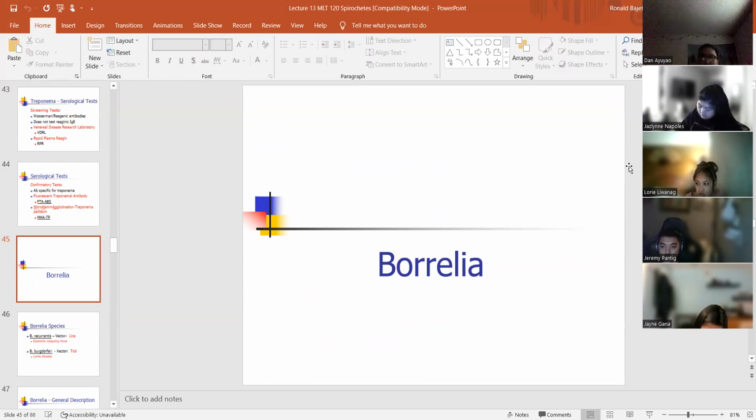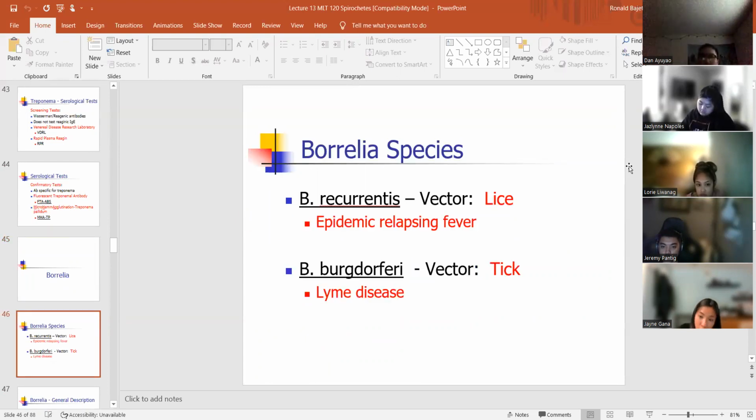Two organisms in Borrelia. The first one is Borrelia recurrentis, which causes relapsing fever. Here's a trick: recurrentis, relapsing, recurring, relapsing. Relapsing and recurring, recurrentis, they go together. Make sure you know the vector is lice, and you'll need to know the Latin name for it. But recurrentis will cause relapsing fever.